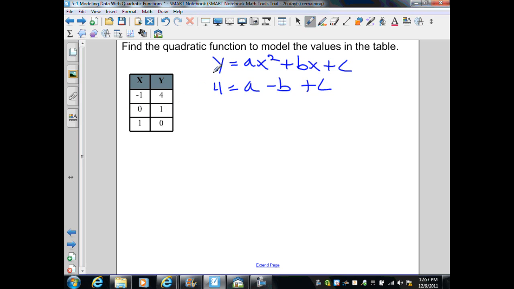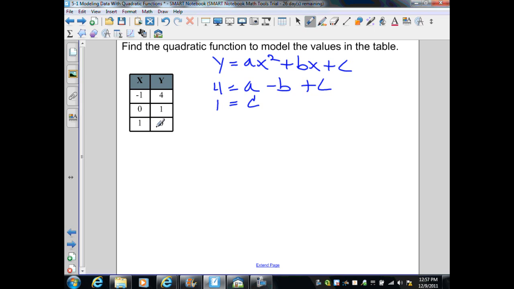Here, in place of y, I'm going to put in a 1, so that's 1 equals. In place of x, I'm going to put in a 0. 0 squared is 0. 0 times a is 0. So I have no value of my quadratic term. For the next one, I'm going to substitute in a 0 for x. 0 times b is 0, so therefore that term drops out, and I'm left with c equals 1.